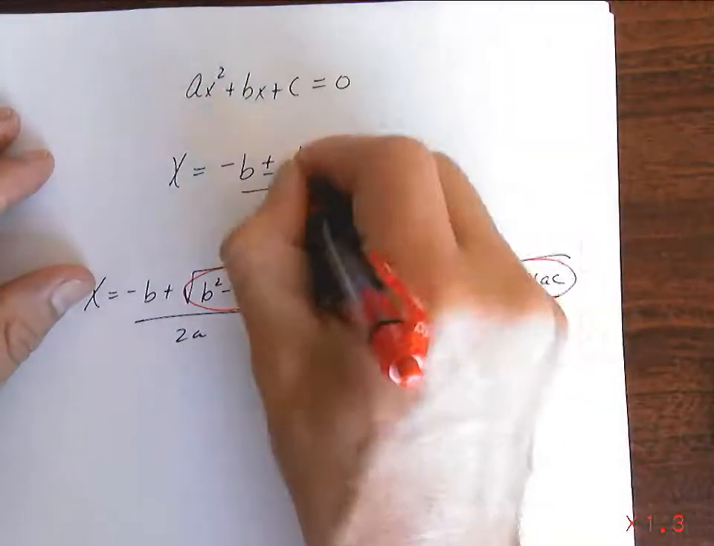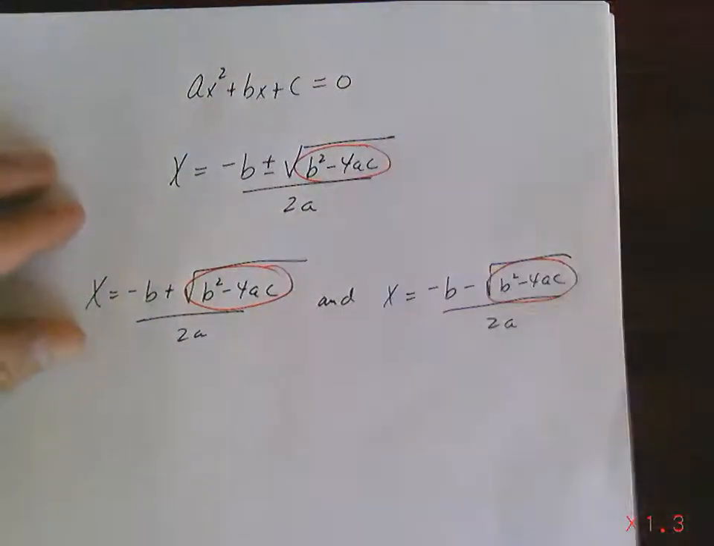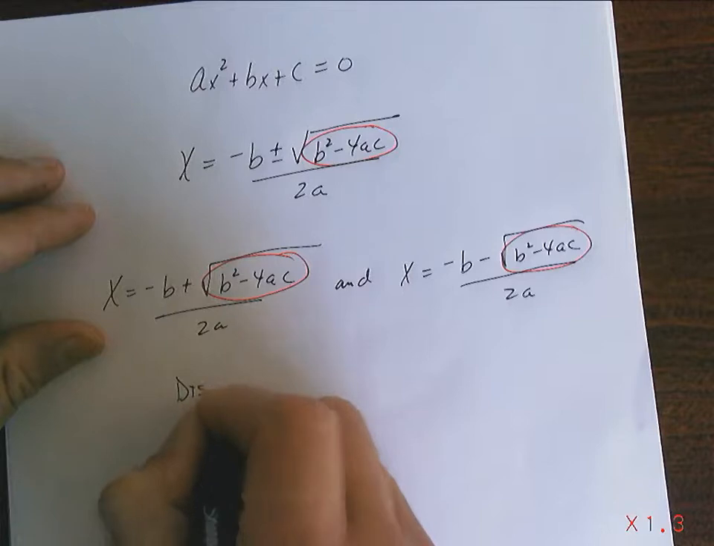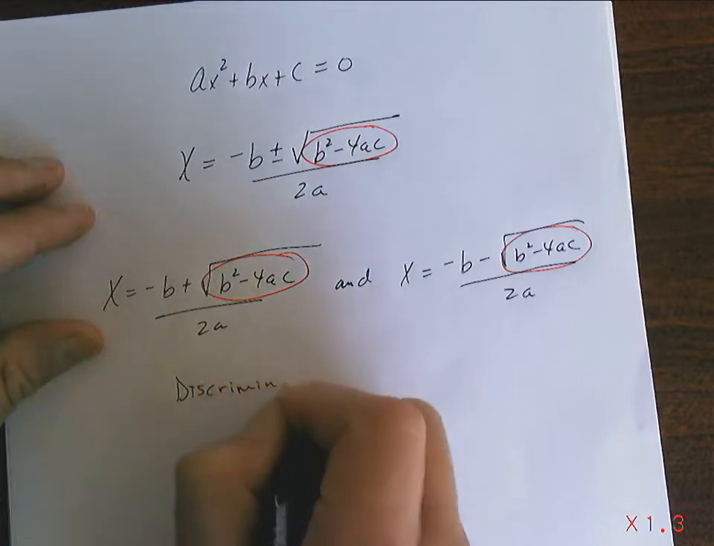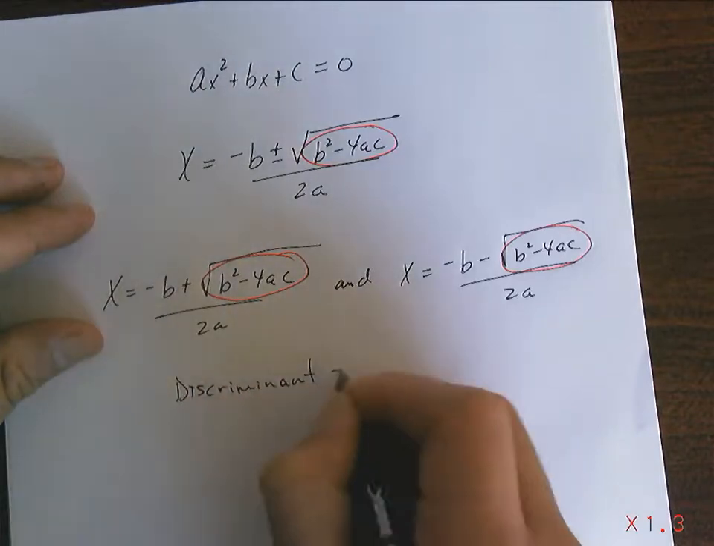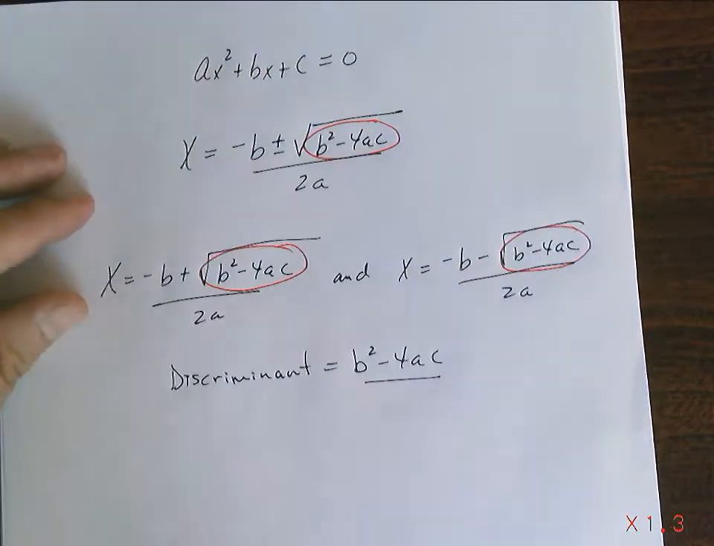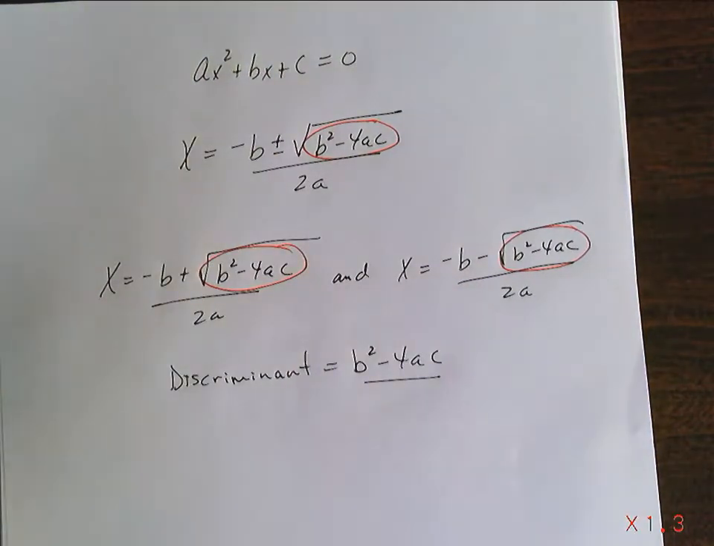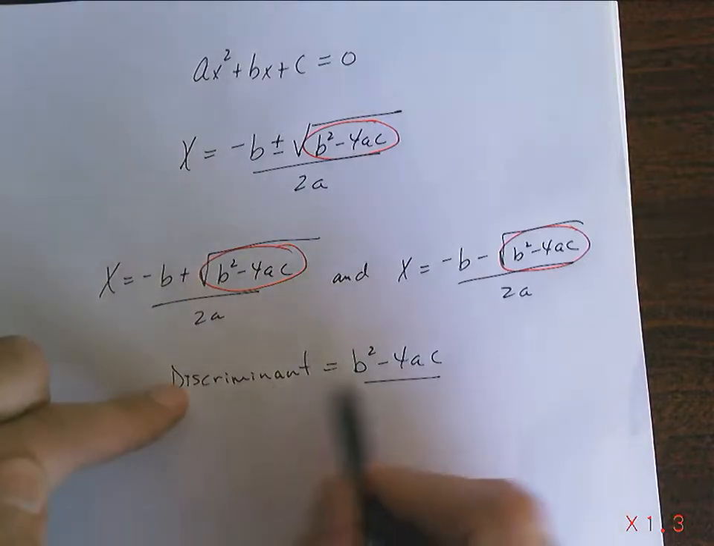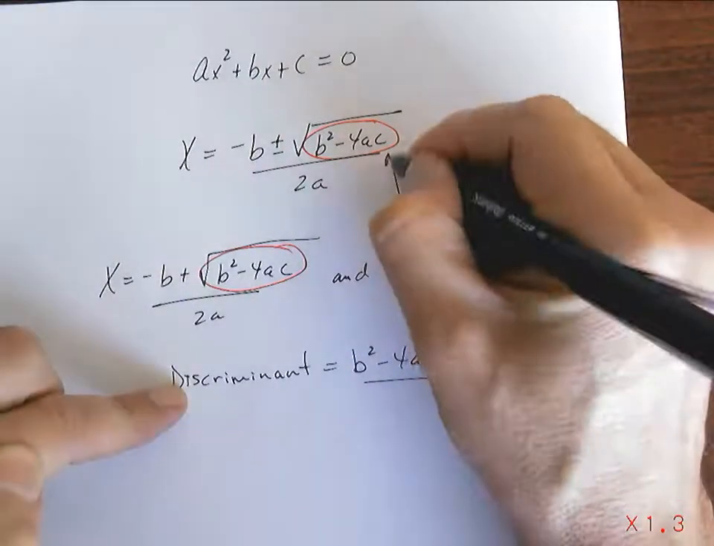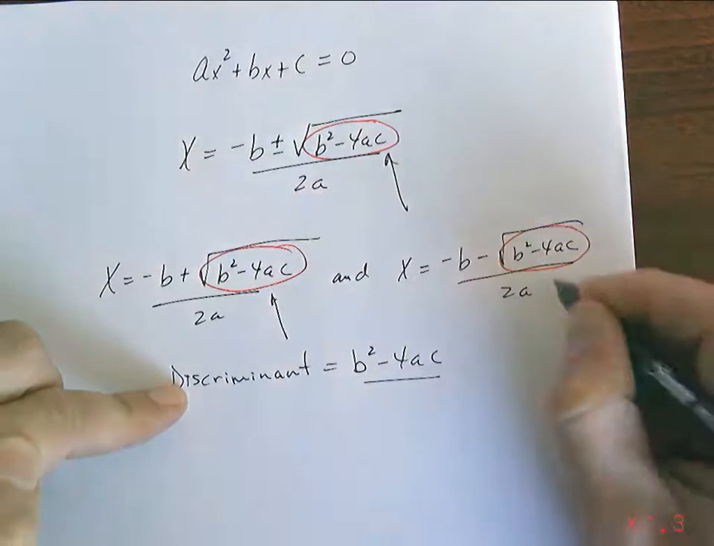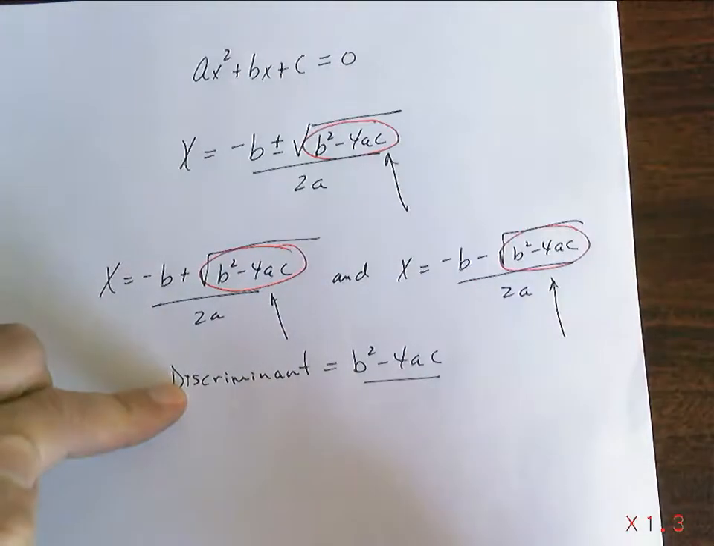That value is called the discriminant. And it's equal to b squared minus 4ac. Which means that if I talk about the discriminant, I'm talking about the value underneath the square root sign. And we're going to talk about this a bit.